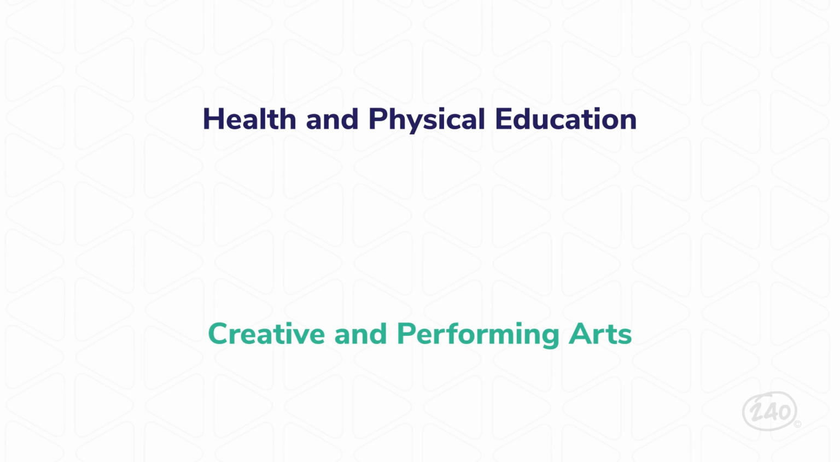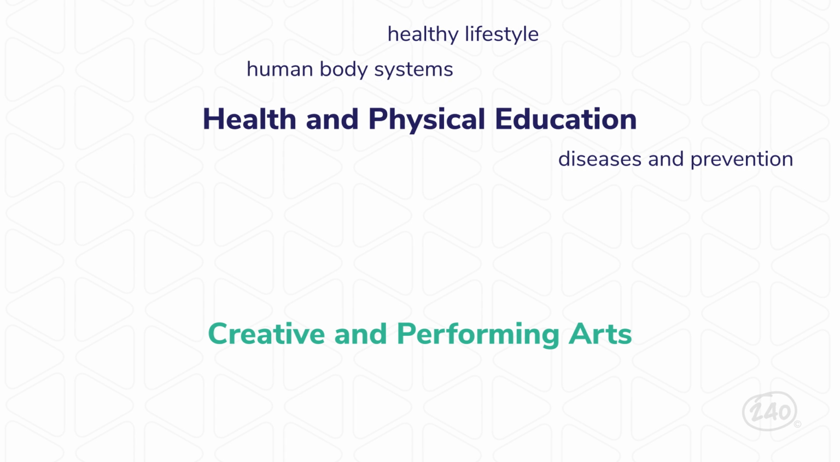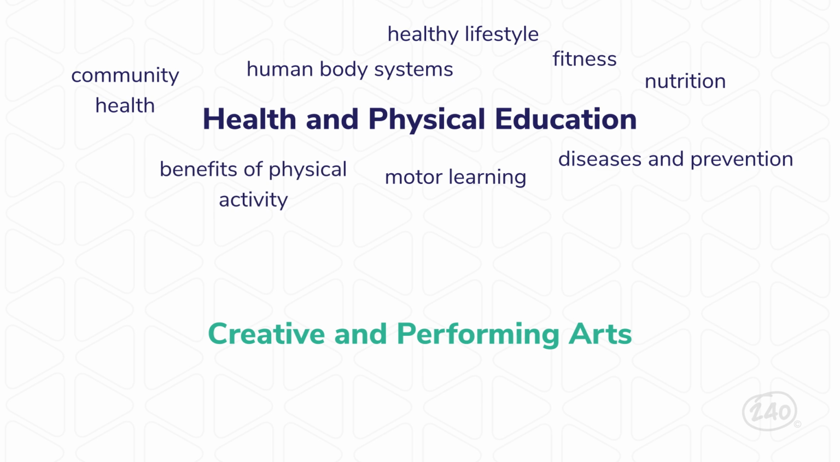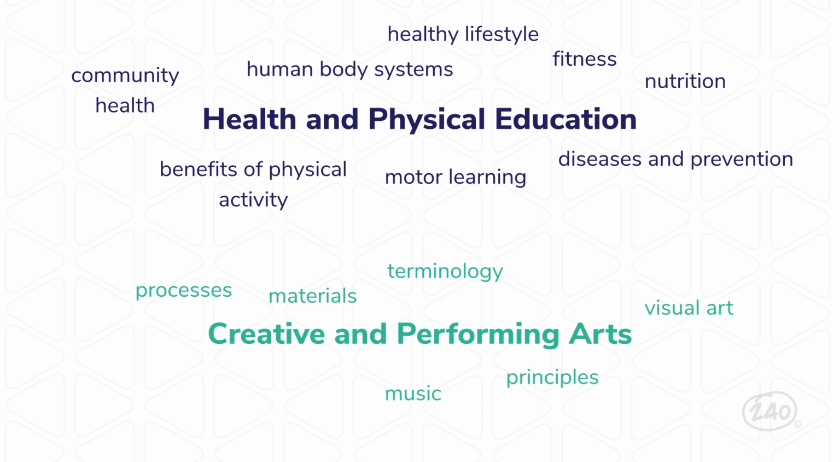For the health and physical education portion, you need to know about promoting a healthy lifestyle, diseases and prevention, human body systems, community health, nutrition, motor learning, fitness, and benefits of physical activity. For the creative and performing arts component, expect to see questions about the terminology, principles, materials, and processes utilized in visual art, music, dance, and theater.